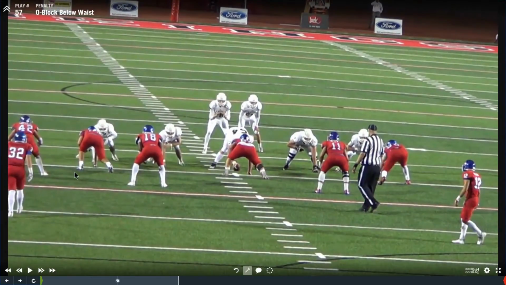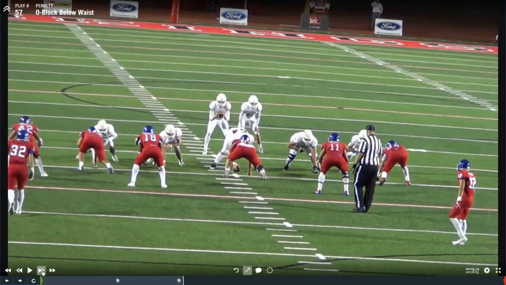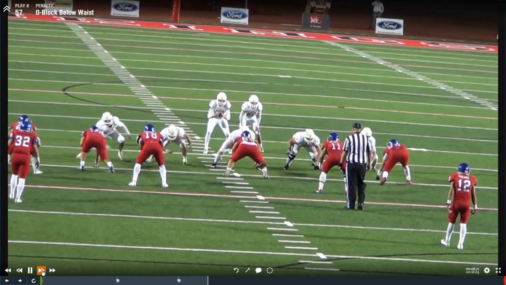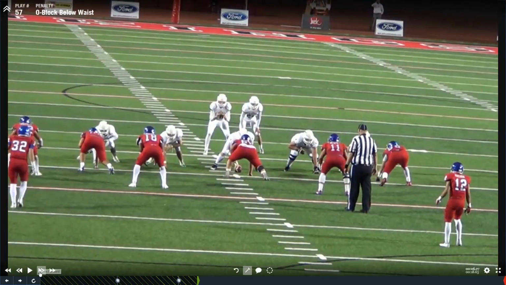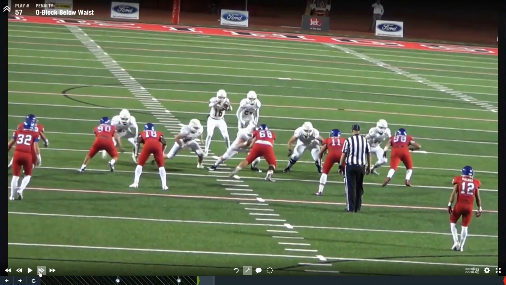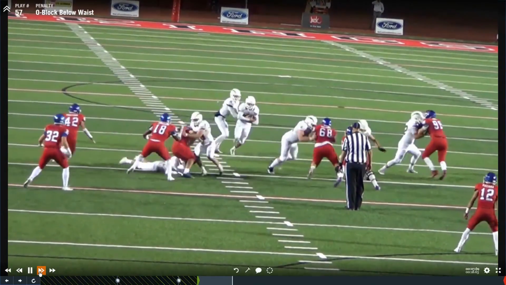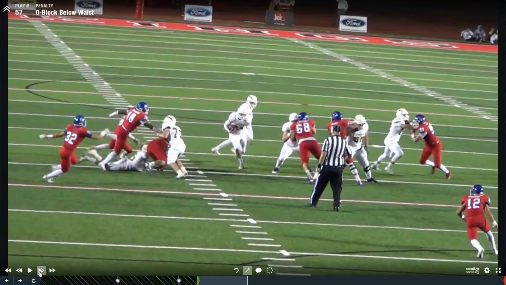Now you can see that the defensive player is not within the frame of the offensive blocker. He has to be within his shoulders, here to here. Okay, he's not. So if he blocks low, this is an illegal block. Now, he doesn't block immediately. Watch. He stands up, then he shoots down. Again, it's definitely illegal.